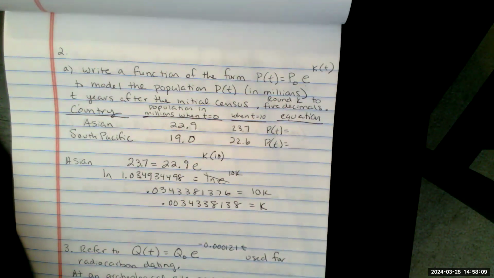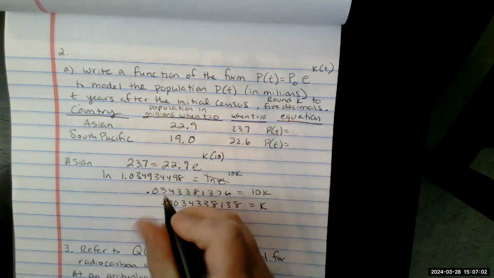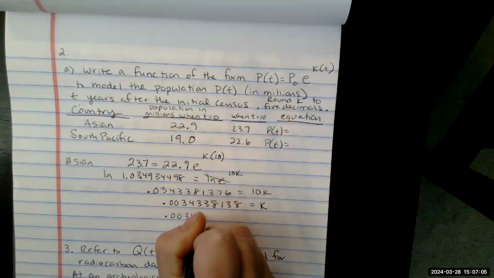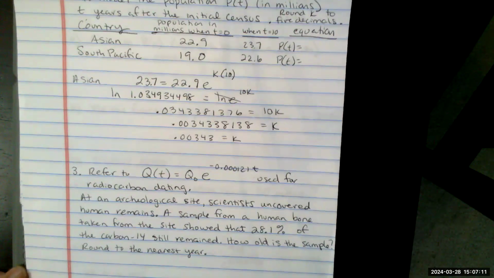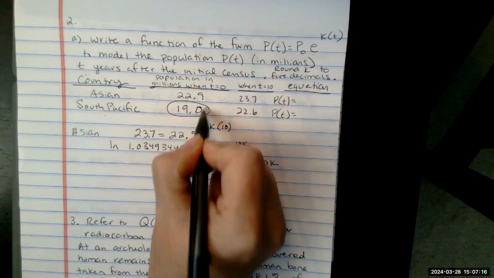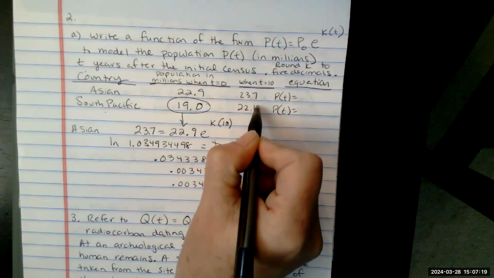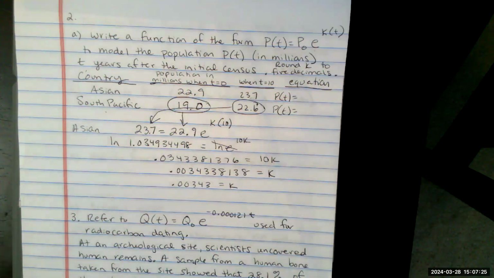Okay, and then round that to 5 decimals. So let's make sure we round to 5 decimal places. So 0.00343. Okay, so that's the same thing you would do for the South Pacific. It's just that the 19 is going to be your starting amount, and the 22.6 would go here. So you would do the exact same thing.